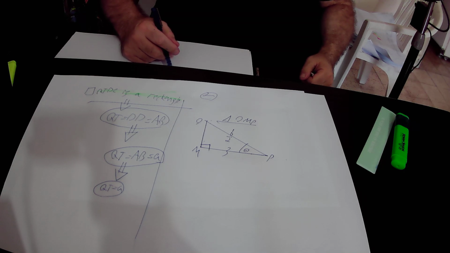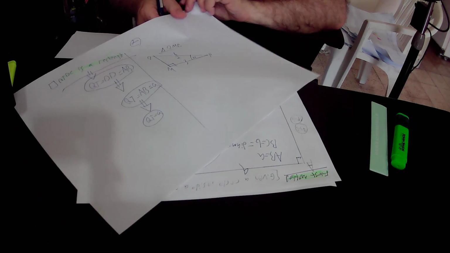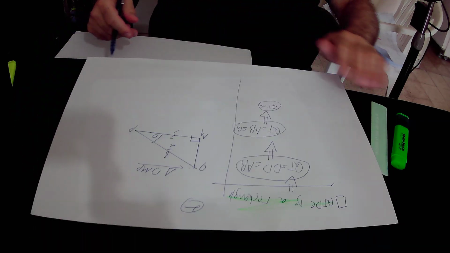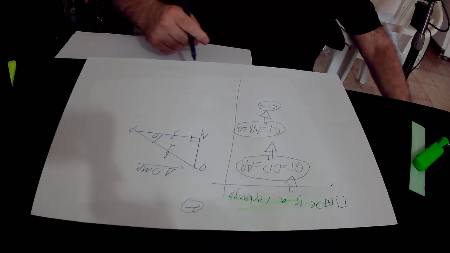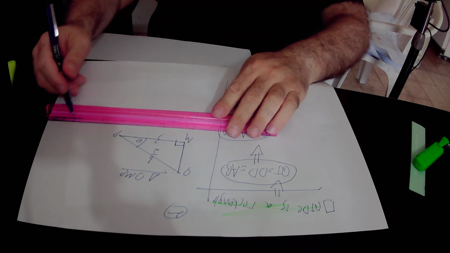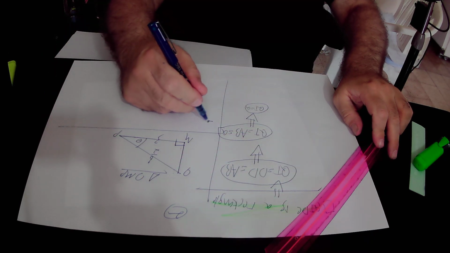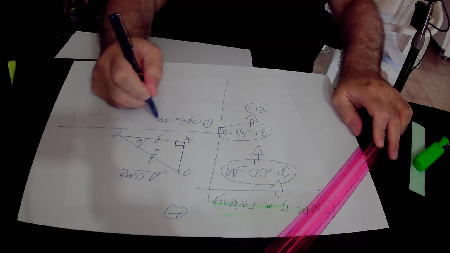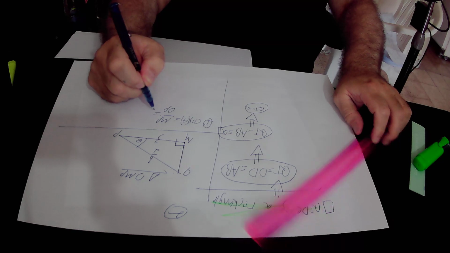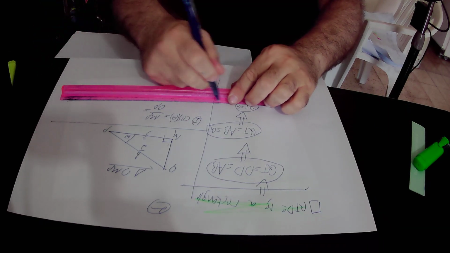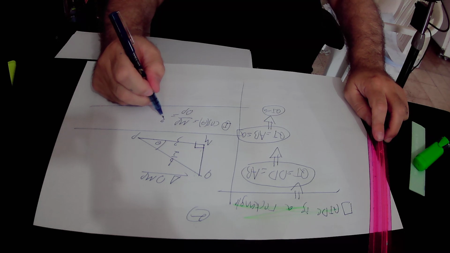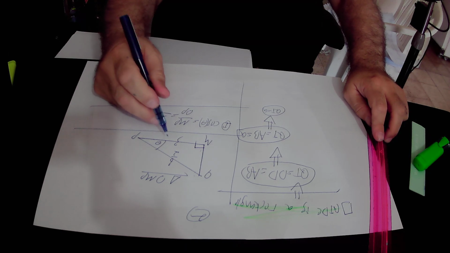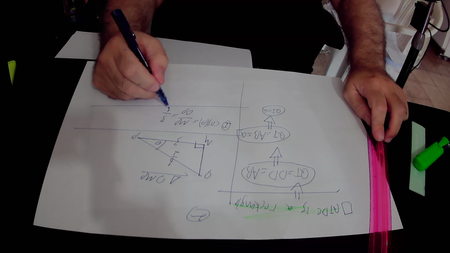In triangle OMP, cosine theta equals MP over OP. So I write it down. MP equals 3 units, so we substitute MP by 3, and OP equals B over 2, so we substitute OP by B over 2.